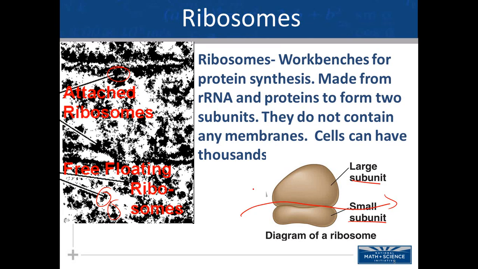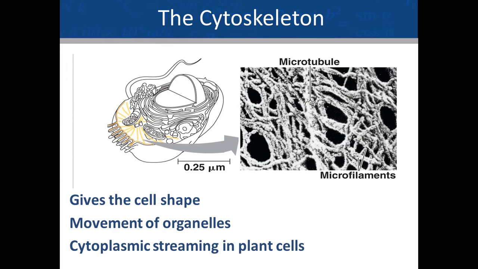The next little organelle that we would like to examine, or it's not an organelle, is the cytoskeleton. Now, the cytoskeleton is found underneath the plasma membrane and throughout the cytoplasm. It gives shape to the cell. It is also involved in the movement of the organelles and cytoplasmic streaming found in plant cells, and provides support and structure for the cell in general.